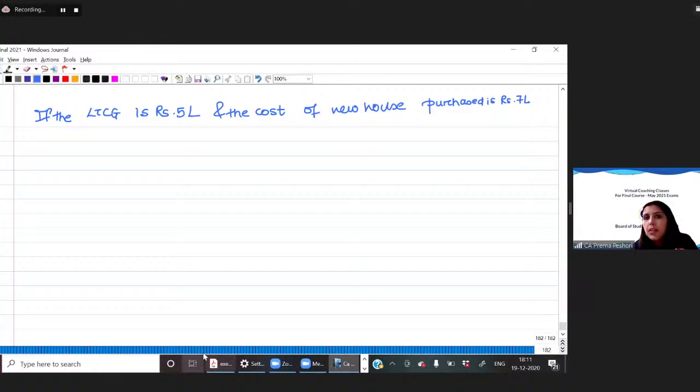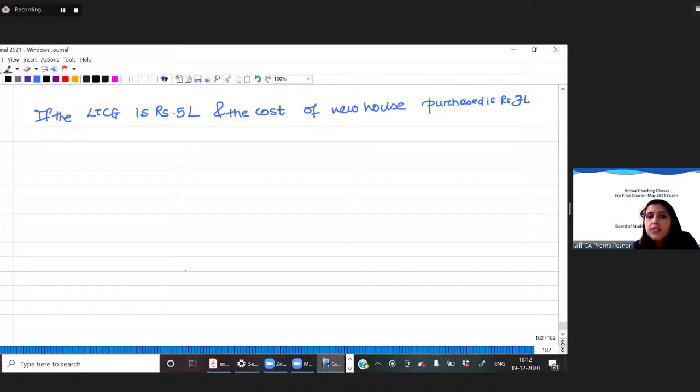So if the long-term capital gain is 5 lakh and the cost of new house is 7 lakh, the entire long-term capital gain of rupees 5 lakh would be exempted. Clear? In this example is clear, right? Now, if the long-term capital gain is rupees 5 lakh and say I take the cost of purchase as say rupees 3 lakh, instead of 7 lakh, then only 3 lakh will be exempt. Only 3 lakh would be exempt, right? So if 3 lakh is exempt, then 2 lakh of the long-term capital gain will be taxable at the rate of 20%.